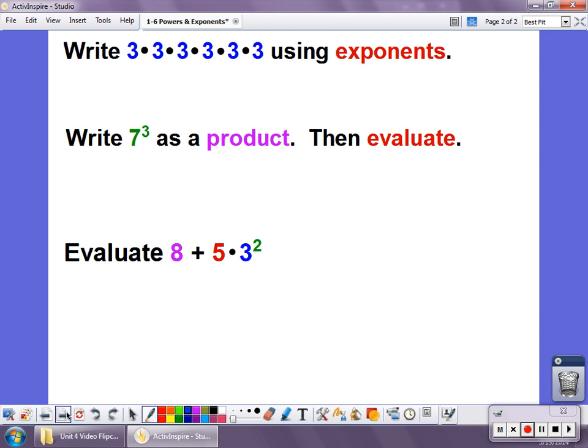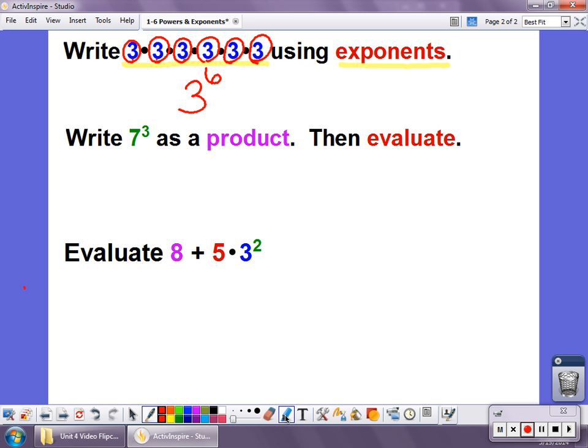Okay, there may be a couple things that you're going to be asked to do. The first is to take some multiplication sentences that are written out with repeated factors and write them using exponents. So again, the way you do this, you want to figure out what factor is being multiplied over and over again. In this case, it's 3. So 3 becomes your base. And then your exponent tells us how many times we multiply that. So we've got 1, 2, 3, 4, 5, 6. So our exponent would be 6. So we would say 3 to the 6th power, or 3 to the power of 6 can also be said.